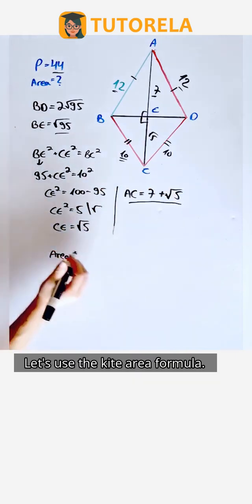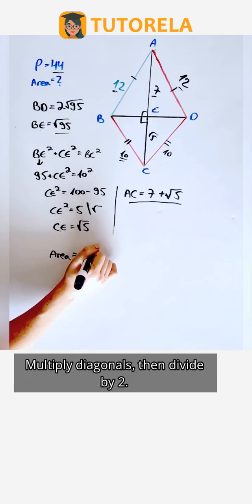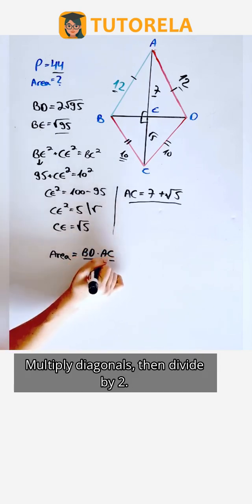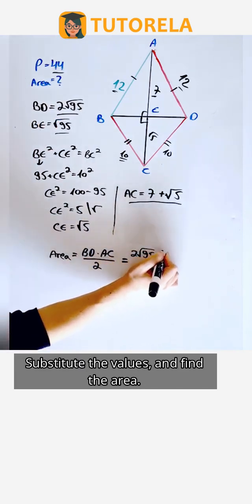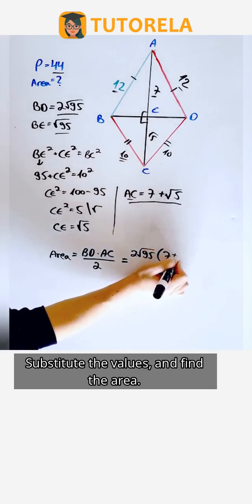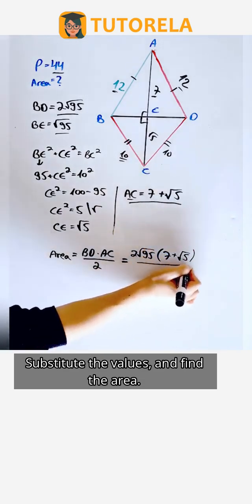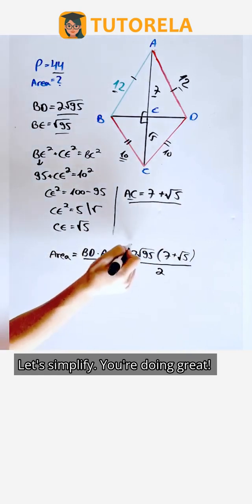Let's use the kite area formula. Multiply diagonals, then divide by 2. Substitute the values and find the area. Let's simplify. You're doing great!